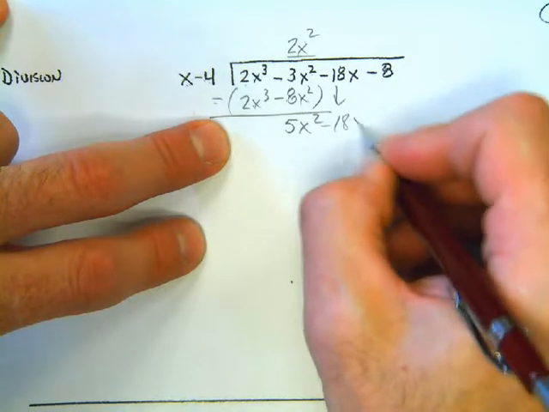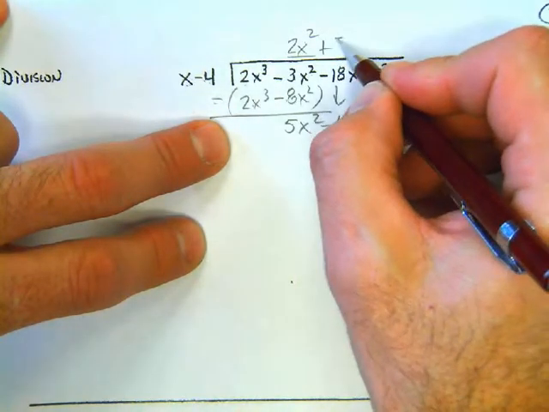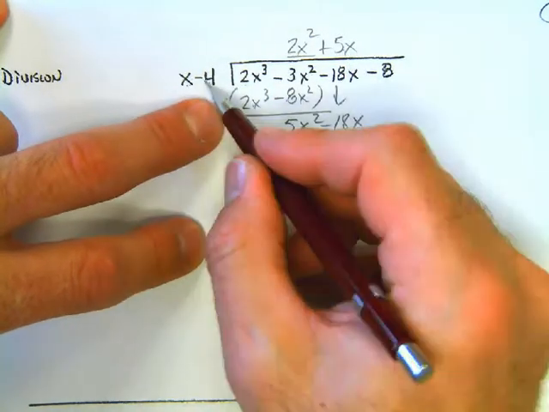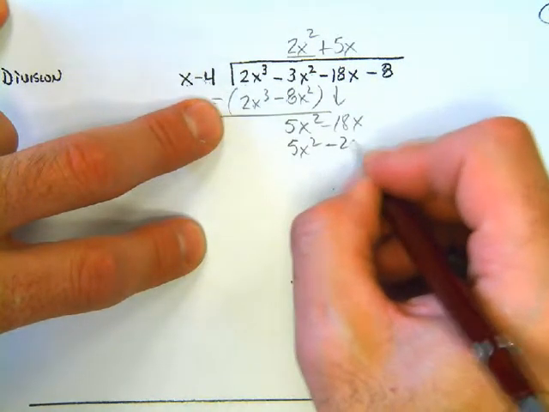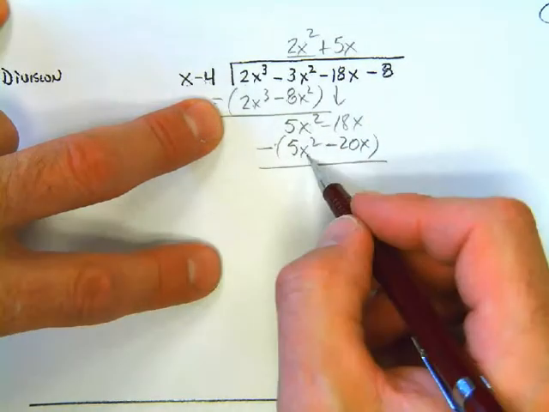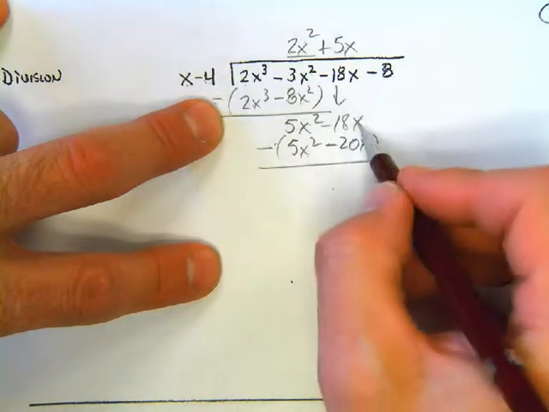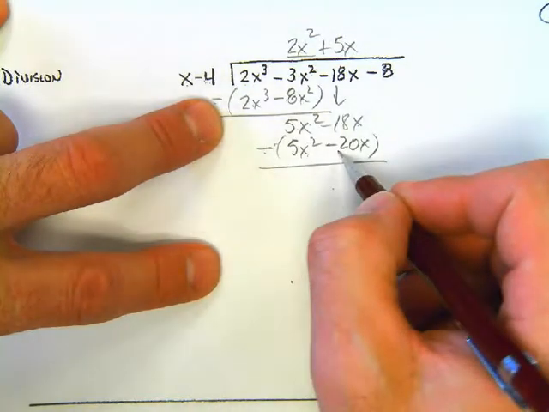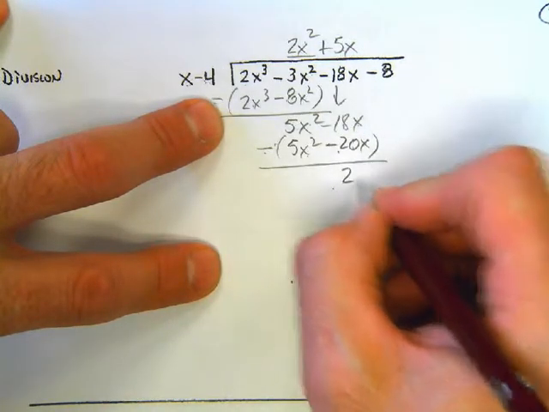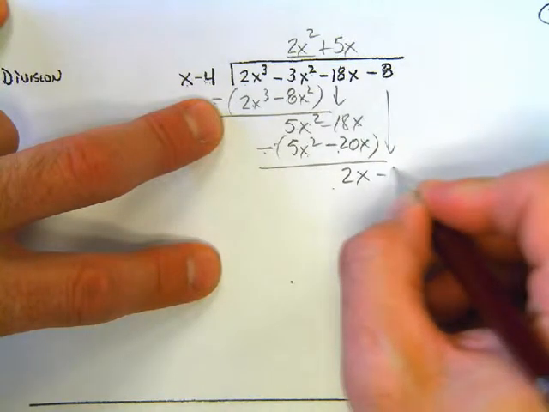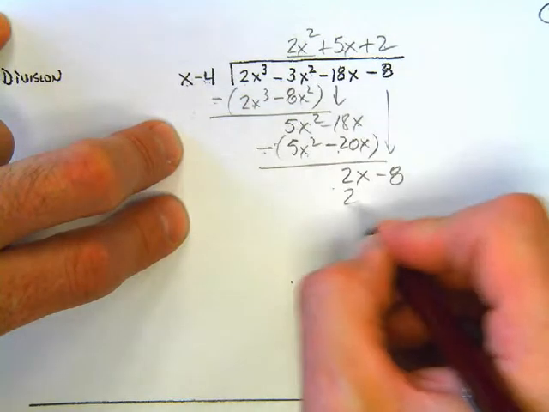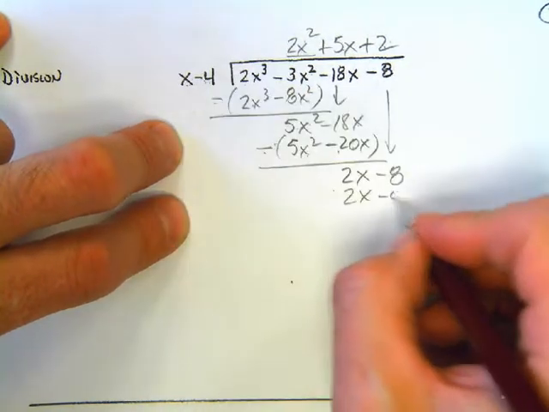Drop the negative 18x. We need a plus 5x. 5x times x is 5x squared. 5x times negative 4 is negative 20x. Parentheses and subtract. The 5x squareds cancel. Negative 18x minus negative 20x is the same as plus. So negative 18x plus 20x is 2x. Drop the negative 8. And let's see, 2 times x is 2x. 2 times negative 4 is negative 8.